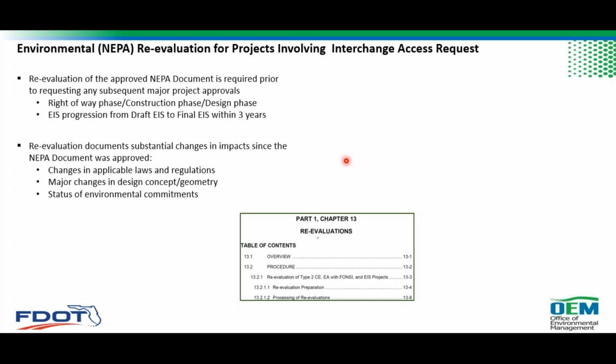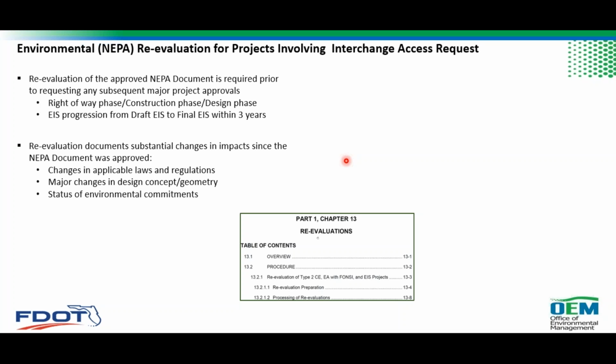What does the reevaluation do? It documents substantial changes in impact since the last NEPA document was approved. Summarize changes in applicable laws and regulation, summarizing changes in design, concept, geometry, configuration. And here we're talking about the major changes in design. So minor changes in design are no big deal.